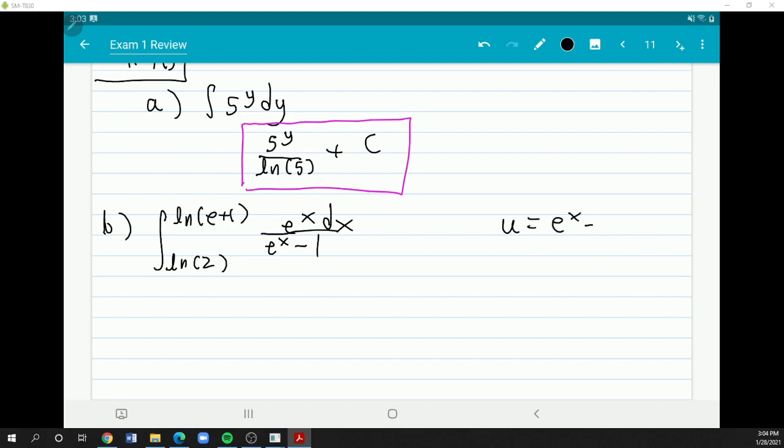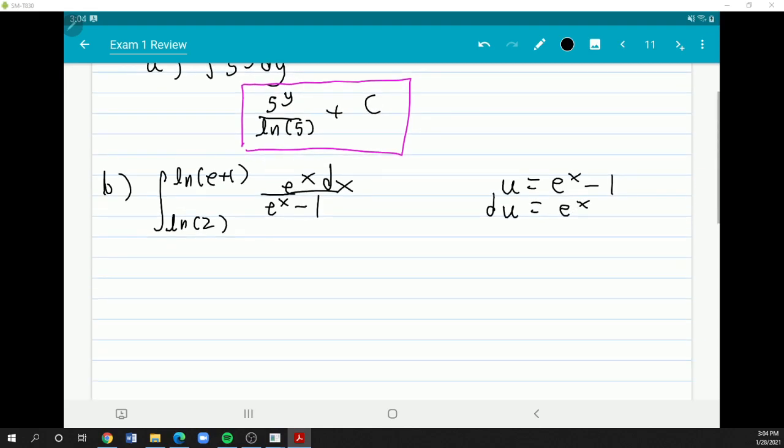So let's let u be equal to e to the x minus 1. Then du is e to the x. So set up a new integral. And again, I'd like to change my bounds. If you don't like to do it this way, you can do it your way, that's fine. Both work.